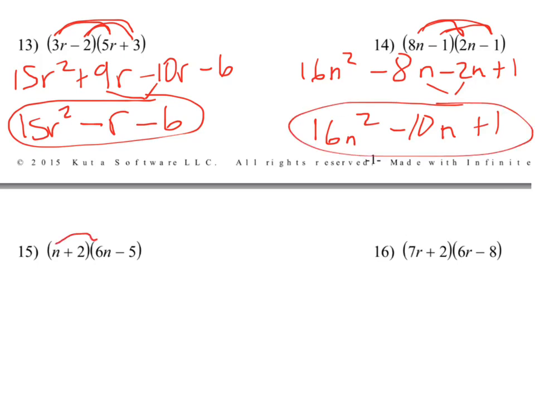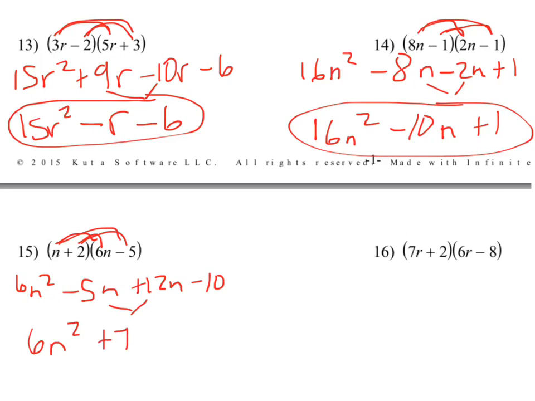This next part, you're going to do n times both of those. That will give you 6n squared. And then n times negative 5 is negative 5n. 2 times 6n and 2 times negative 5 will give you positive 12n, and then subtract 10. Combine like terms here. You'll get 6n squared plus 7n minus 10. And then on to the next part.